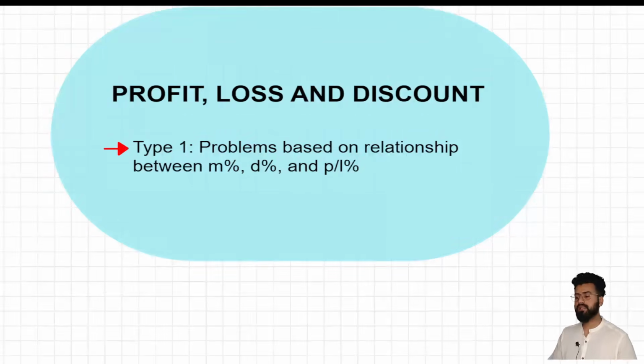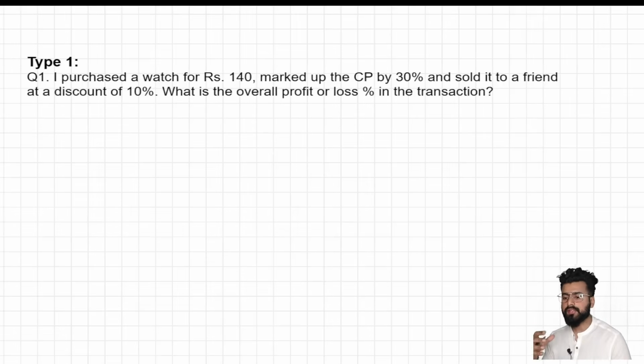So in today's lecture, let's start off with the first type, problems based on the relationship between markup percent, discount percent, and profit loss percent. So that's the agenda. Let's move forward. Now, before I start this question, I want you to understand something really important. The way I'm going to approach this particular topic is I'm going to show different types of question which can be framed from this particular topic.